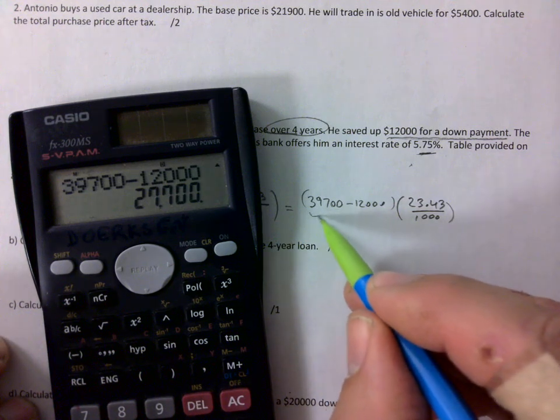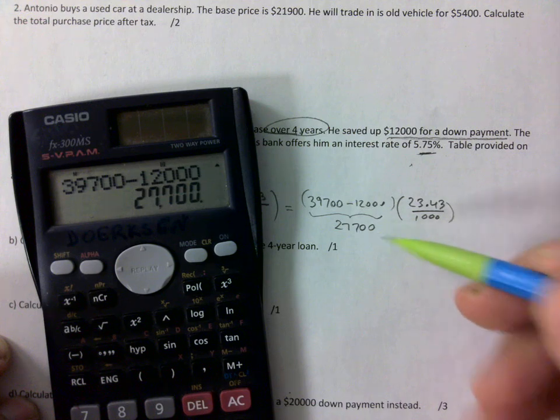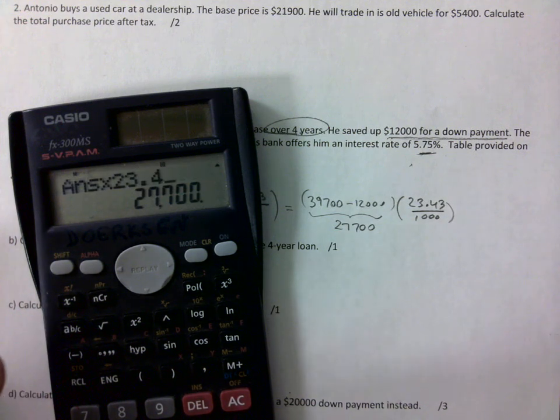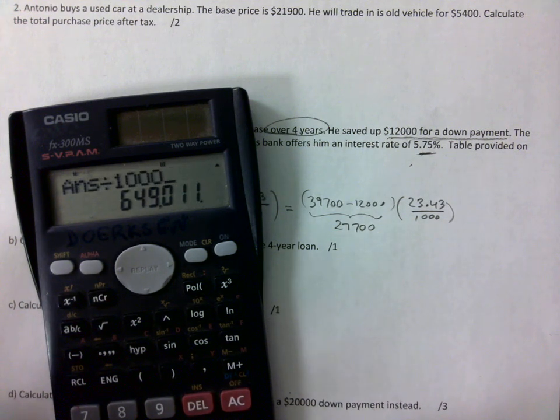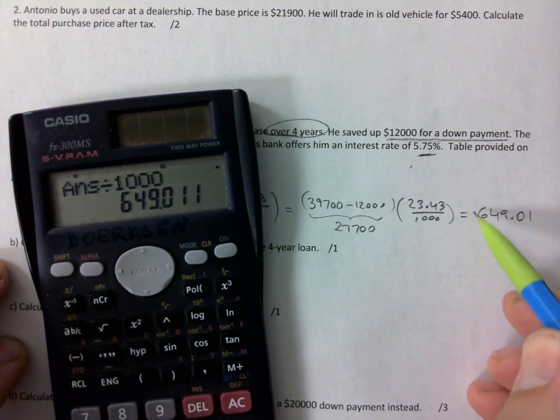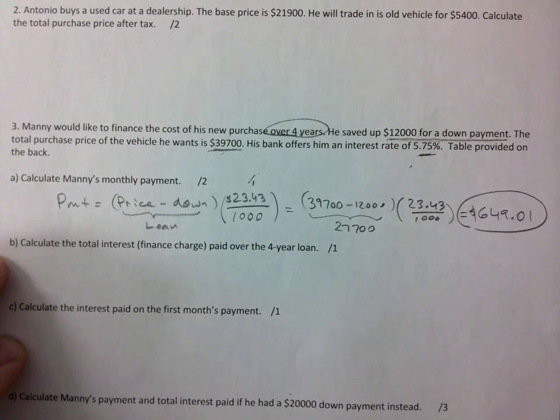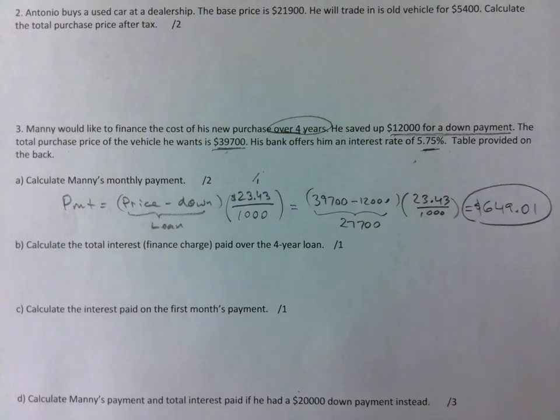That's 27,700. So this, the loan, how much I'm borrowing, is 27,700 times 23.43 divided by 1,000. That's 649.01 per month. Okay, so that's what I'm after. That would give you another mark. Okay, next.